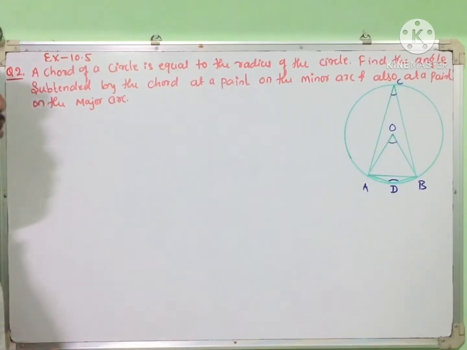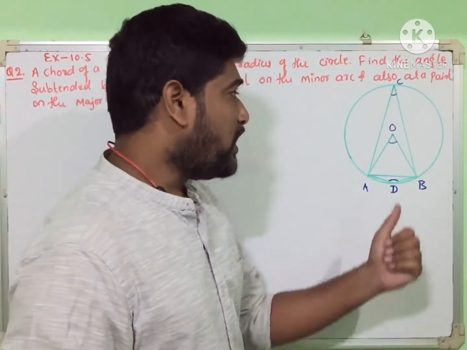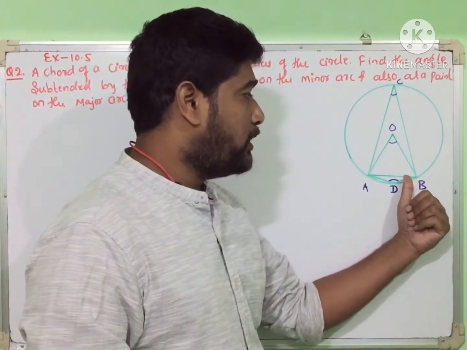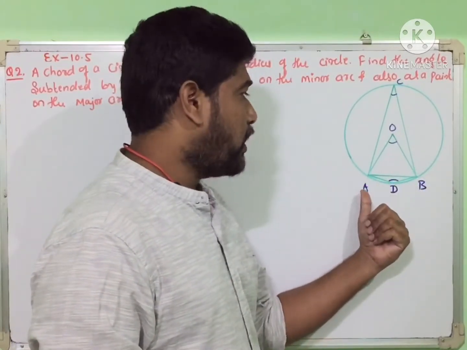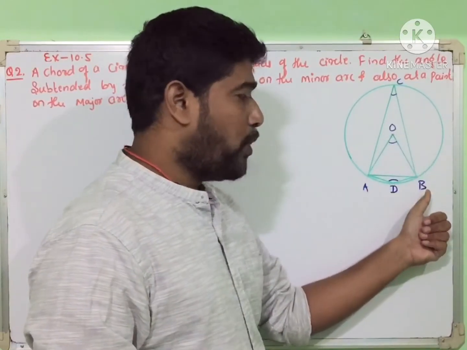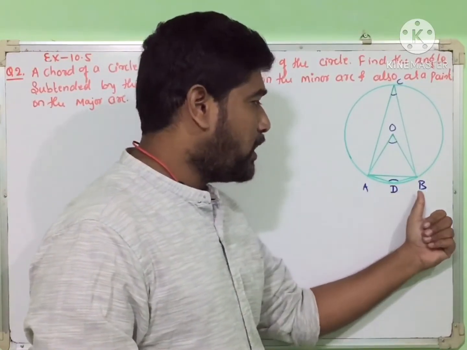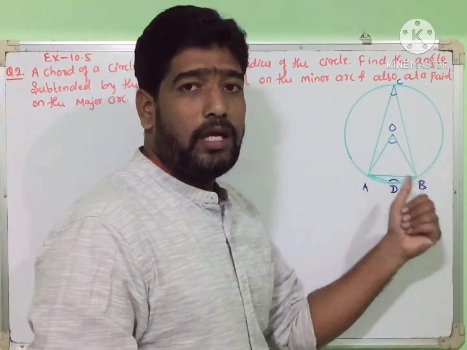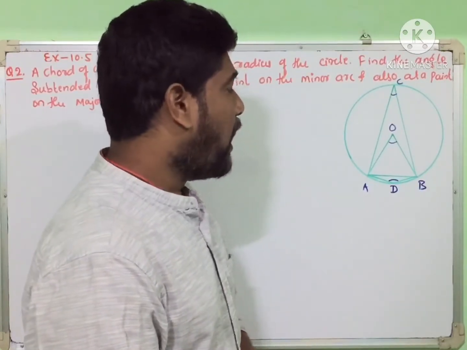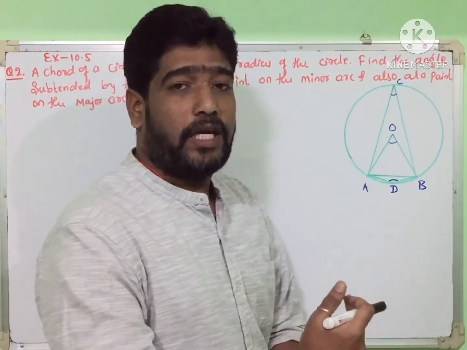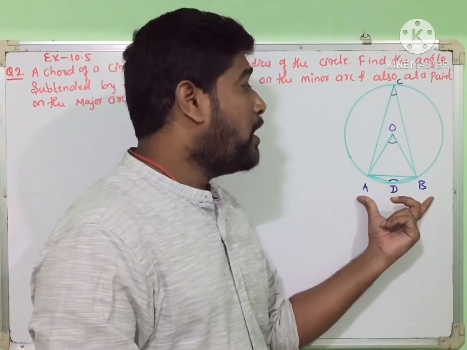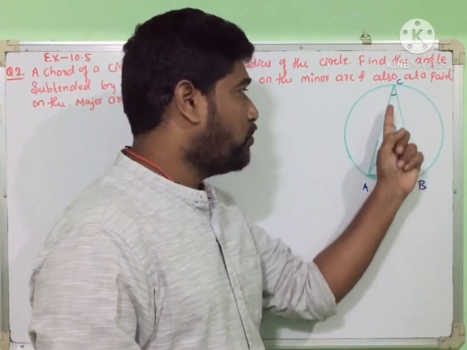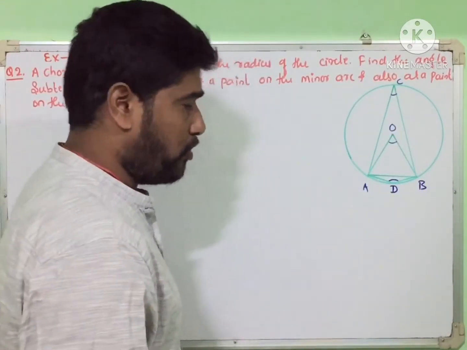So here they given a circle with center O, and the radius of the circle and the chord of the circle, these two are equal to each other. Here AO is the radius of the circle and BO is the radius of the circle and AB is the chord. So this chord is equal to their radius AO and BO. Is it clear? And here we want to find out the subtended angle. This chord subtends angles at a major arc and minor arc. So we want to find out these two angles here. Is it clear? So let me solve here.